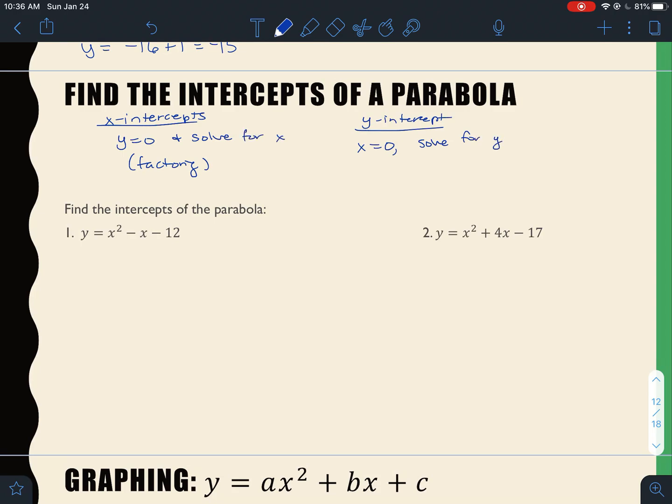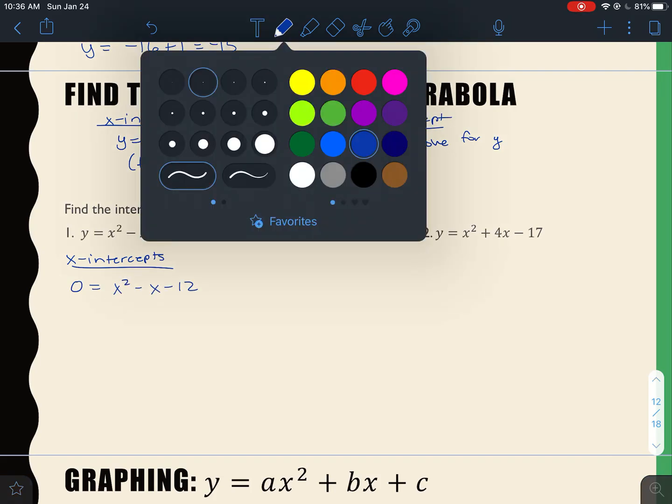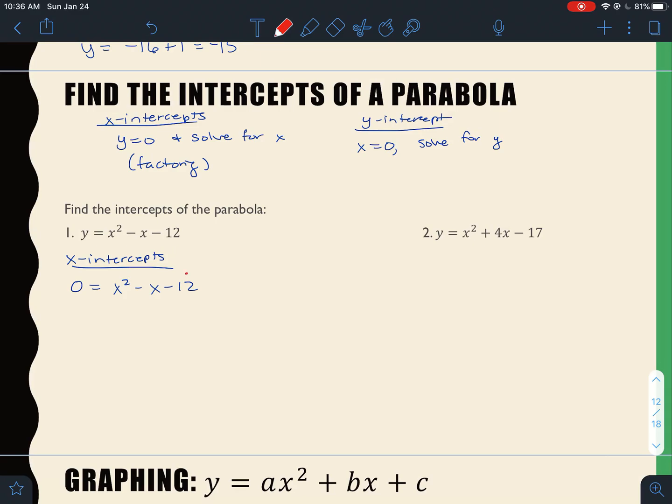Okay, so to find the intercepts of the parabola, let's start with our x-intercepts. So to find the x-intercepts, you're going to plug in 0 for y. So 0 equals x squared minus x minus 12. And then we're going to factor this. So multiply to negative 12, add to negative 1, and my factors are x minus 4, x plus 3. So either x is equal to 4 or x is equal to negative 3. So those are going to be my x-intercepts.